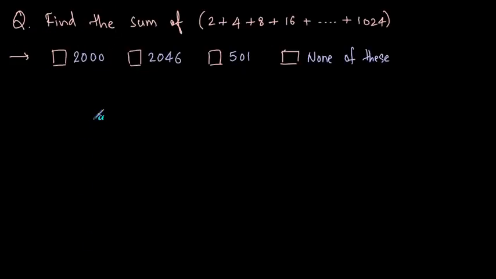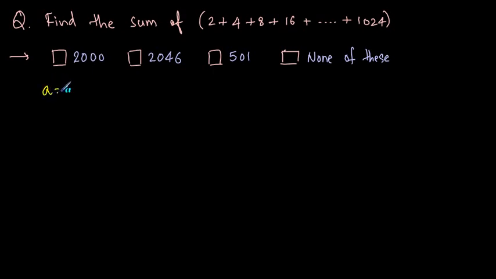With this, let us solve this example. Find the sum of 2 plus 4 plus 8 plus 16 plus so on till 1024. This series of numbers is in a geometric progression because it is in increasing order and there is no common difference, but there is a common ratio. If you divide 4 by 2, the ratio you get is 2. If you take the ratio of 8 and 4, it is again 2. Taking the ratio of 16 and 8, it is again 2. So this is in a geometric progression. Now solve this question and find out what the answer is.